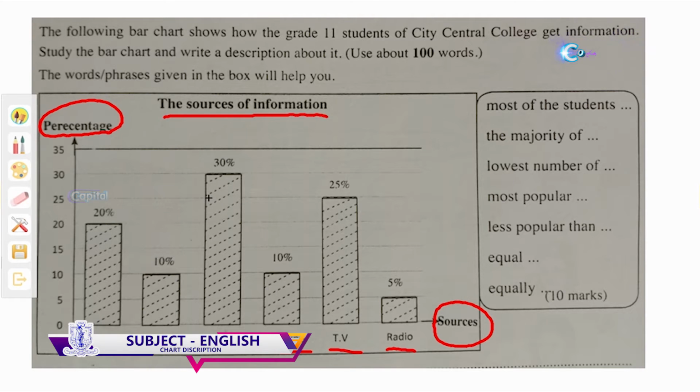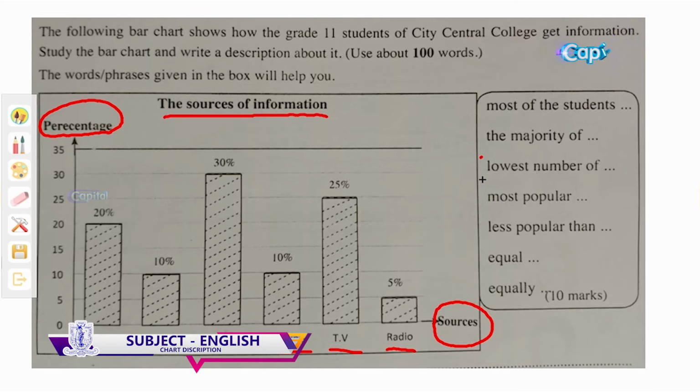The words they have given you are most of the students, the majority of, lowest number of, most popular, less popular than, equal, or equally. First, study the graph carefully. What is the highest source of information? Read the instruction carefully. The following bar chart shows how the grade 11 students of City Central College get information. So this represents how the students of that school get information. Study the bar chart and write a description about it.